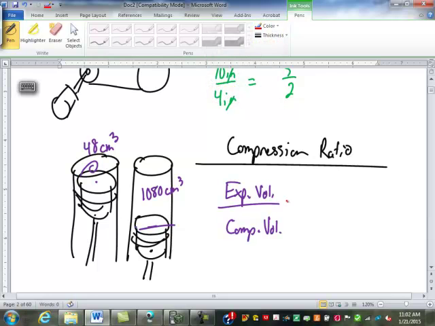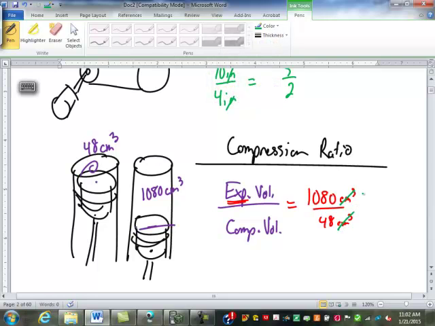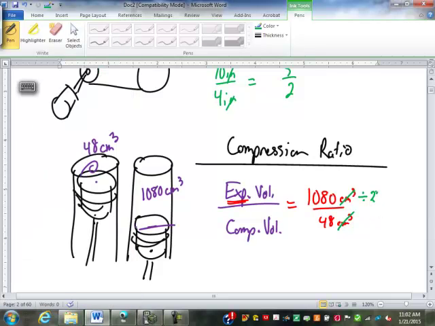Which one of those goes on top? Expanded implies big number, right? So 1,080 on top, 48 on bottom. Of course, the cubic centimeters cancel out. They divide out. Both of those can be reduced by, any guesses? Yeah, you can divide by 48. Gives you 22.5. No, it doesn't divide by 48. It divides by 24. Gives you a 45 to 2 compression ratio.